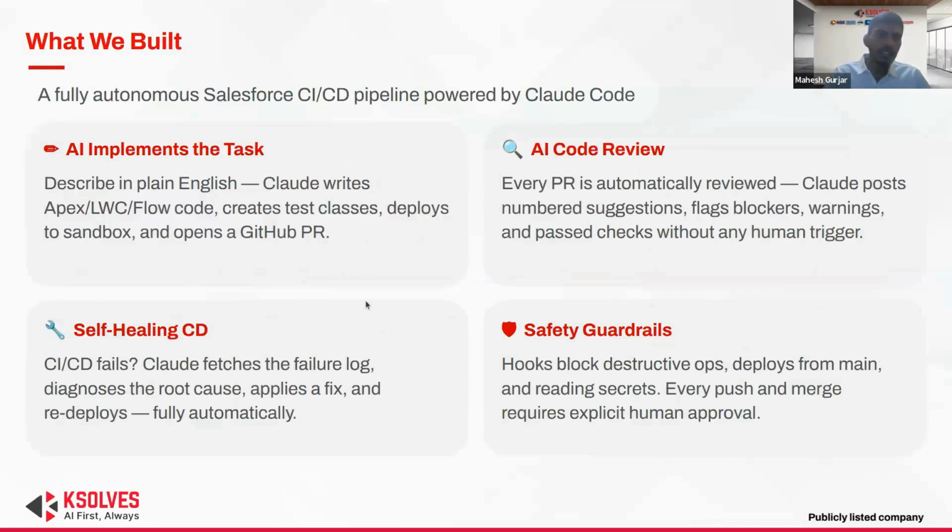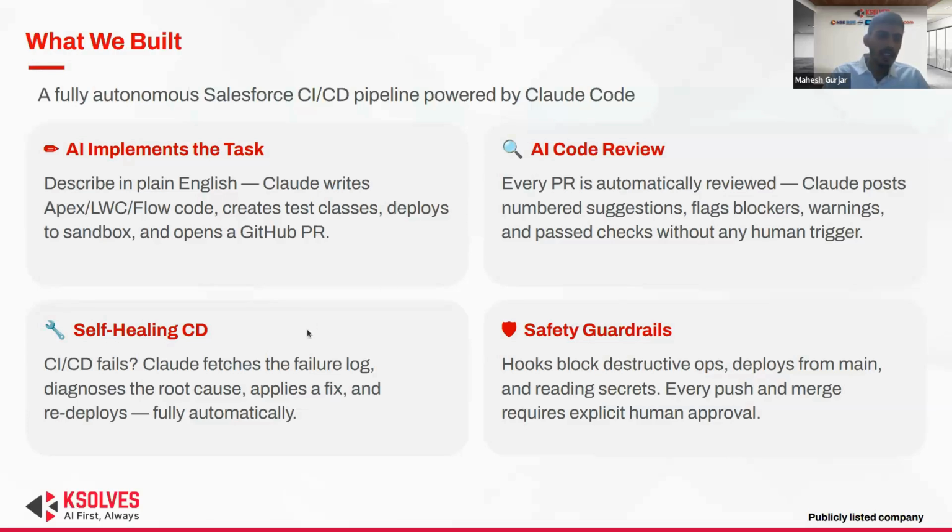So there are four things. First, AI implements the task. You just describe your task, what you have to build, in plain English, and Claude writes Apex, LWC, whatever is appropriate for you. It will deploy the changes to a sandbox, and it will open a PR for you as well. Second, AI code review. The moment a PR is opened on GitHub, Claude automatically reviews your PR, and it will not just review the PR, it will also post the suggestions on the PR.